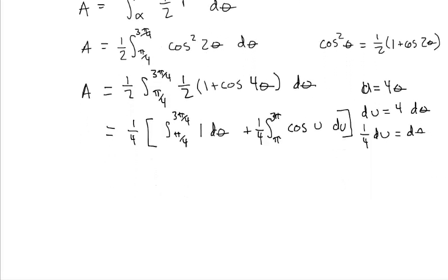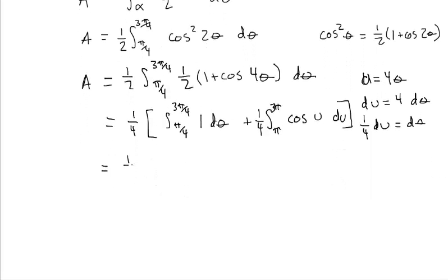And now we're going to integrate. So we have 1/4 times the integral of 1 d theta is theta. So we have theta evaluated from pi over 4 to 3 pi over 4, plus 1/4 times the integral of cosine of u, which is sine u, from pi to 3 pi. And now we're going to evaluate.